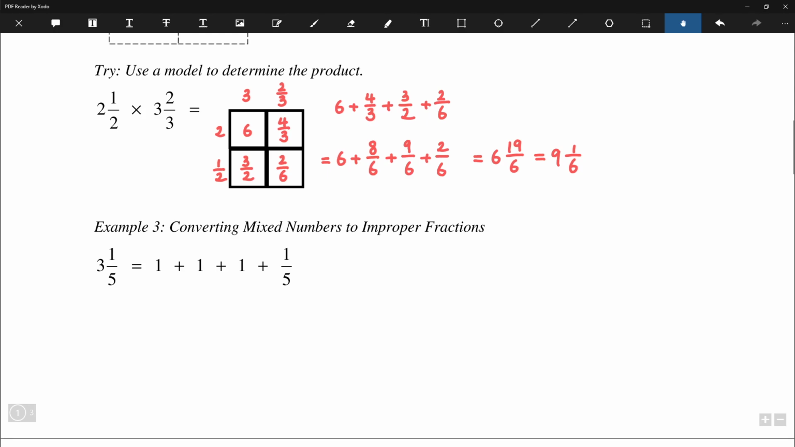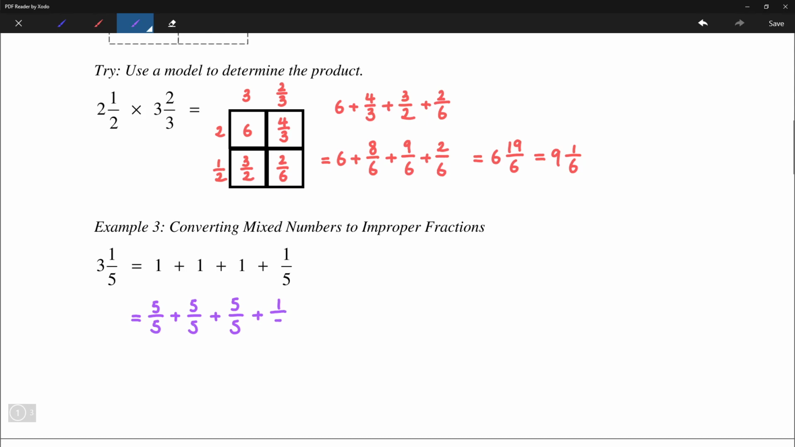That will also help because then we only have to deal with one type of multiplication instead of mixed numbers and also improper fractions. So recall that 3 and 1/5 is the same as 1 plus 1 plus 1 plus 1 over 5. So the idea here is that we have 5 over 5 plus 5 over 5 plus 5 over 5 plus 1 over 5. Since each 1 can be rewritten as 5 over 5, this can be added together into 16 over 5.